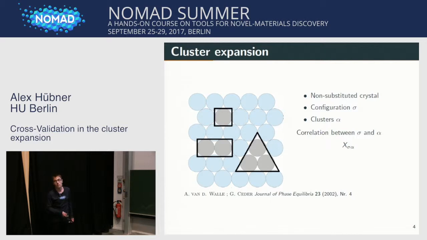Then we introduce clusters, which are subsets of lattice sites, and define correlations between the configurations and the clusters contained in the correlation matrix. Then we define a model which predicts the energy of the configuration sigma by introducing a parameter for each cluster, J alpha.